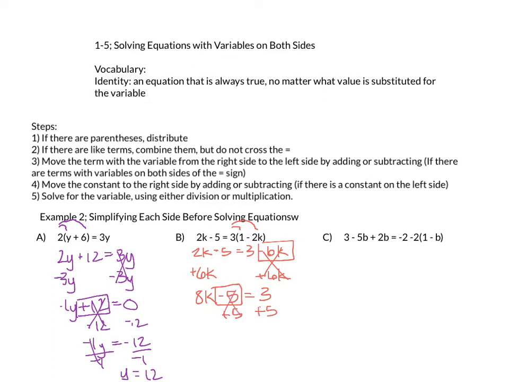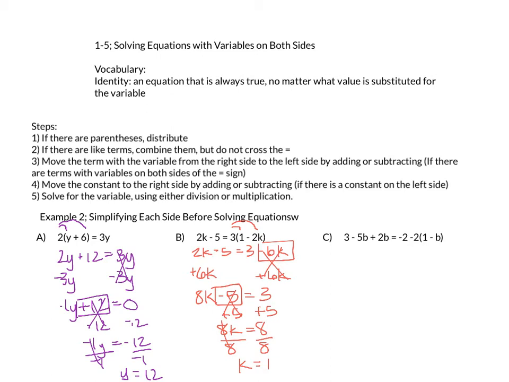And we get 8k equals 8. Divide by 8 because that says it's multiplication and we got to do the opposite. And k equals 1. Okay, last one for example 2. We have probably all 5 steps in this one.